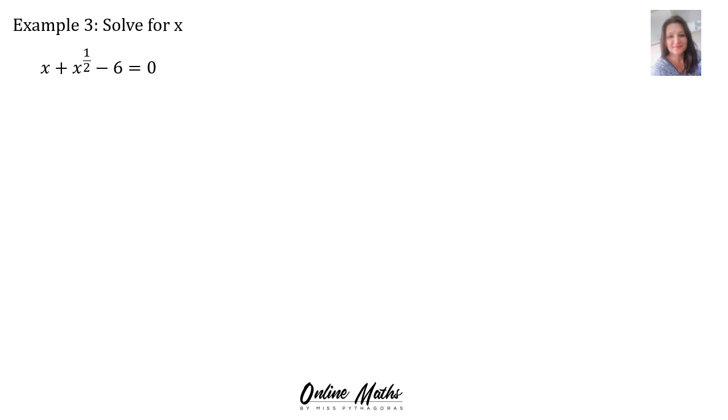Example 3, solve for x. So now it looks as if it's very complicated, but remember, x's exponent is 1. So indeed, it is in the ratio 2 to 1, because half is half of 1. So it is the ratio 2 to 1.